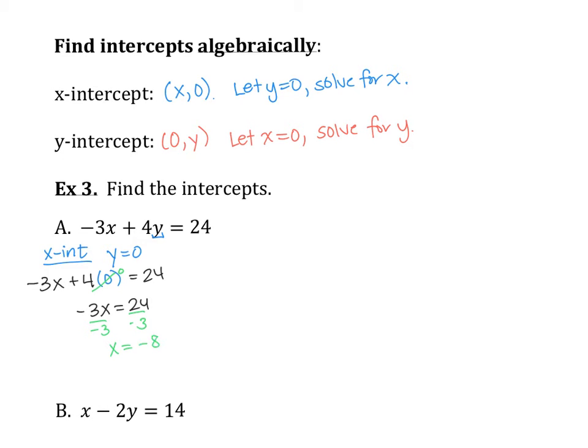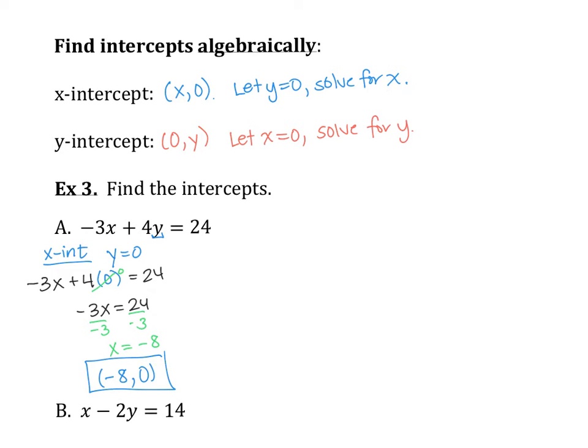Okay, I get x equals negative 8, but my x-intercept is a point, so I have to write my final answer as an ordered pair. So the x goes first, my x is negative 8, my y value is 0, because that's what I plugged in at the beginning. So my x-intercept is negative 8, comma 0.